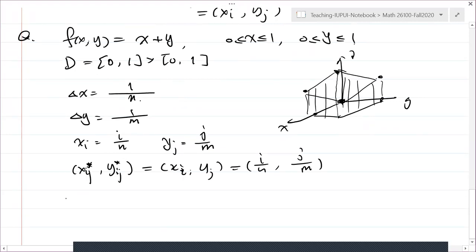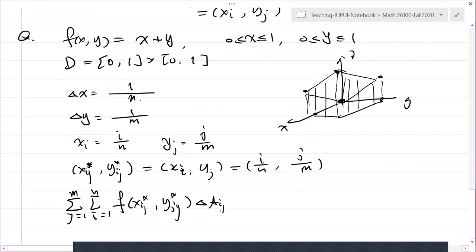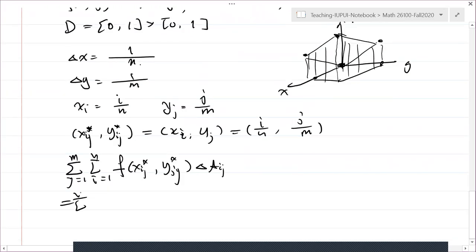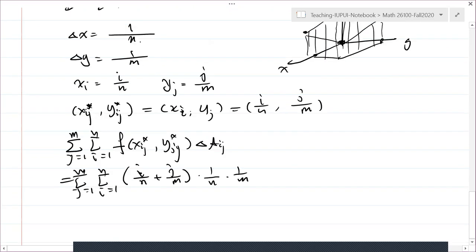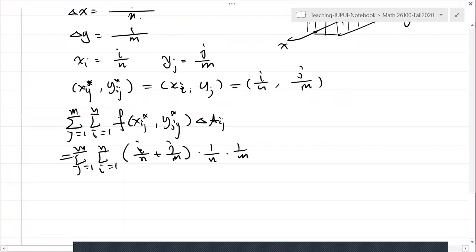So now the Riemann sum: f of xij star, yij star, times delta Aij. So let's put in the details. It's x plus y, so it's i over n plus j over m. And delta Aij is going to be delta x times delta y, so it's 1 over n times 1 over m. So let's try to find the sum.